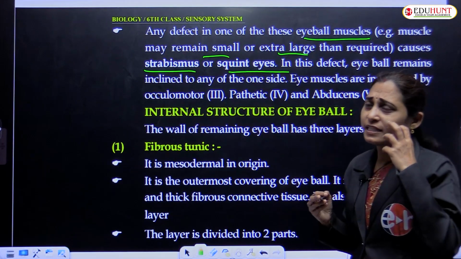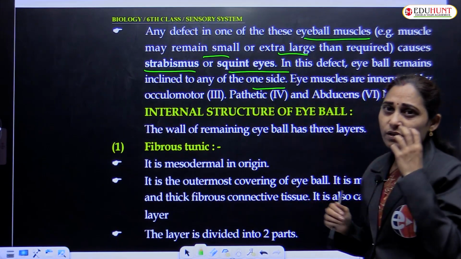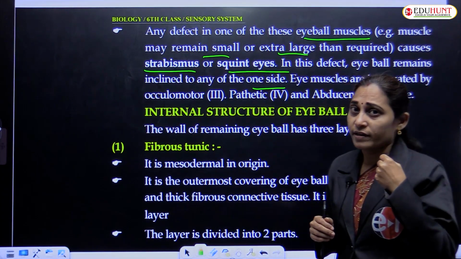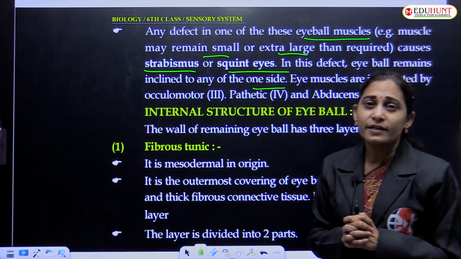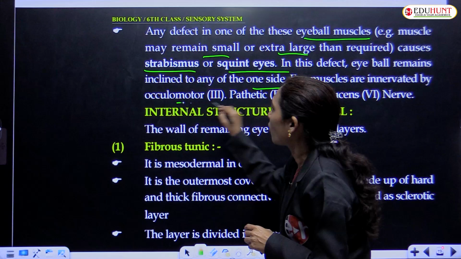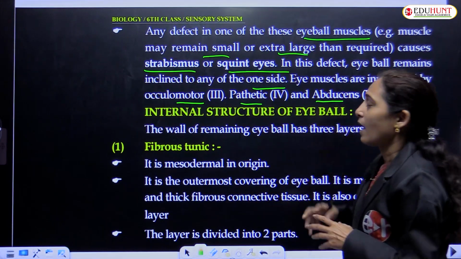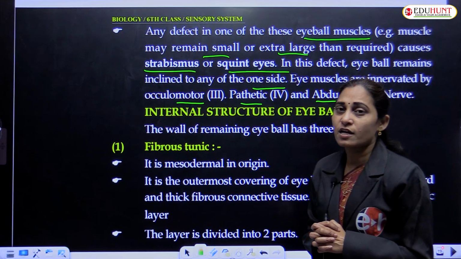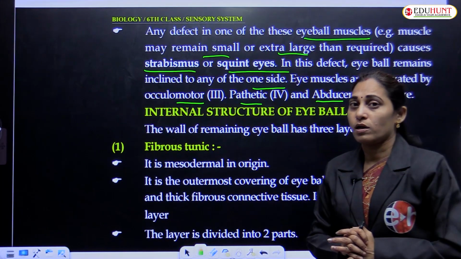The eyeball remains inclined and is confined to only one side of the cornea, and the eye muscles are innervated by the oculomotor, trochlear and abducens nerves. These are the nerves which are associated with the eyeball.